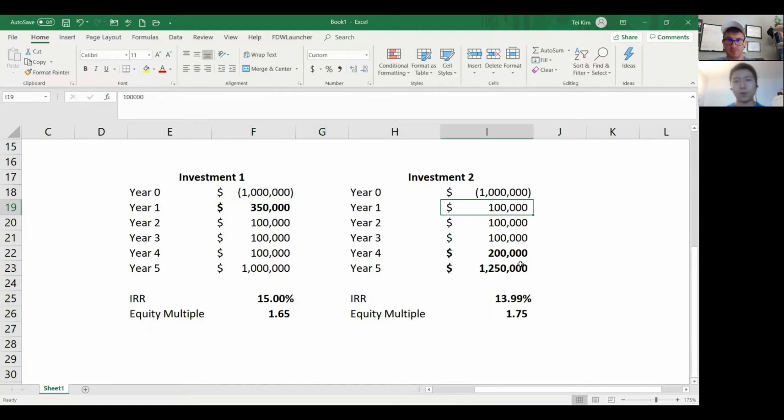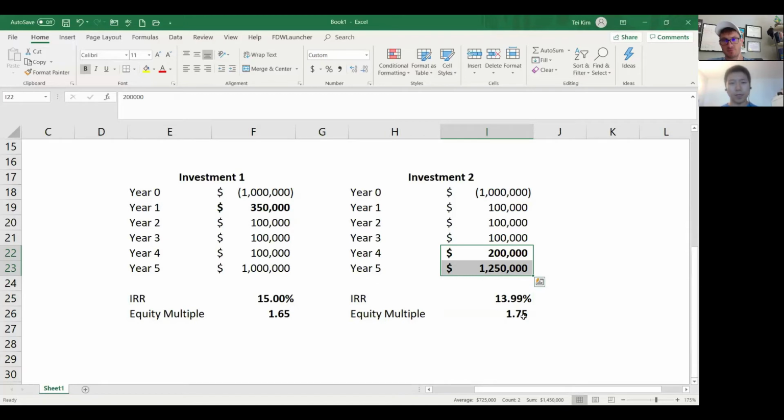But with investment two, if you really go for the bigger amount, then it could be attractive, but a little bit uncertain because the bigger paycheck is coming in the later period. So it depends on what your preference is. That's why it's important to look at IRR and equity multiple both. There's no black and white answer to go with a specific investment, but it's imperative to take both of them in perspective when you make an investment decision.